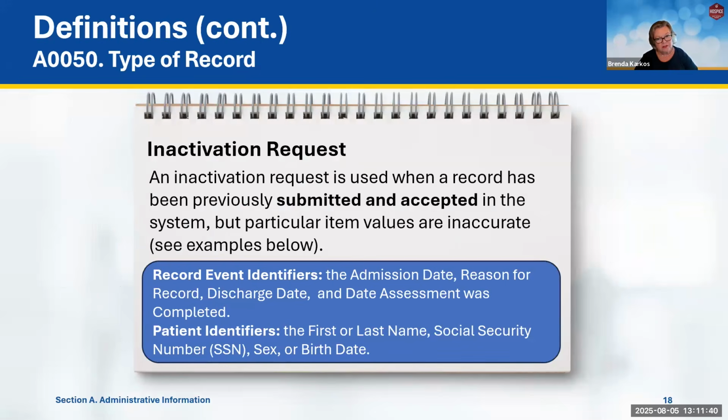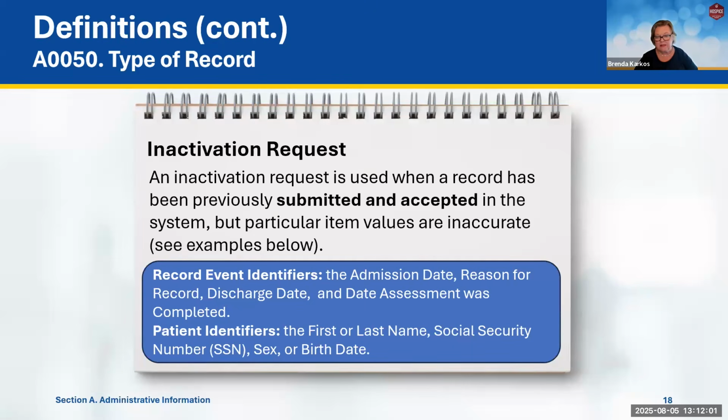And here's a definition of the inactivation request. This is when a record that's been previously submitted and accepted, but particular item values are inaccurate. So there are two types that are important for inactivation. One of them is the record identifier. If any of these are wrong, the record would need to be inactivated and resubmitted.